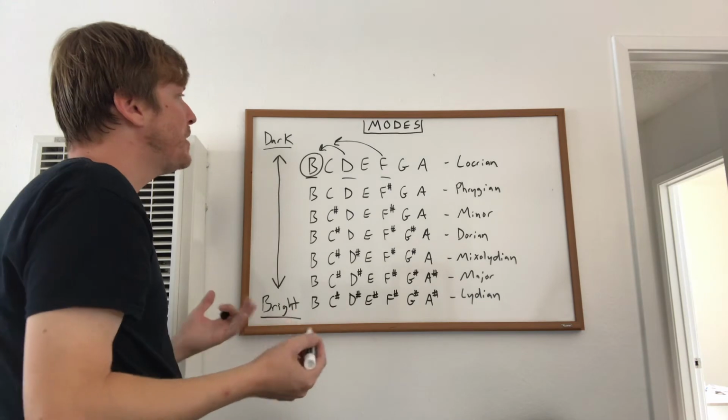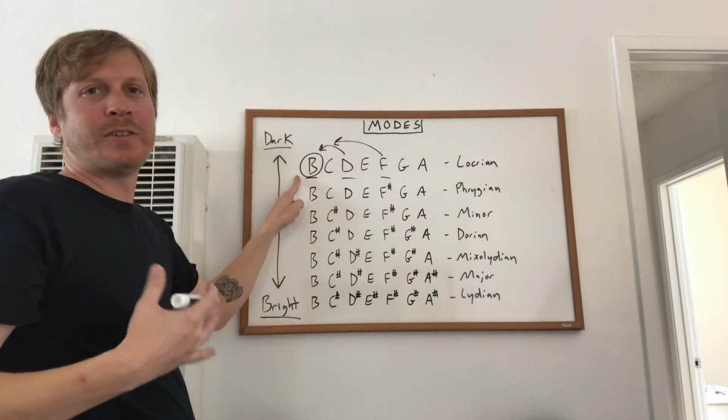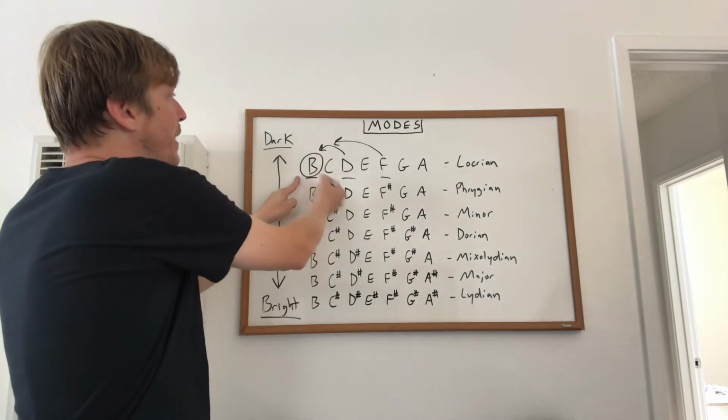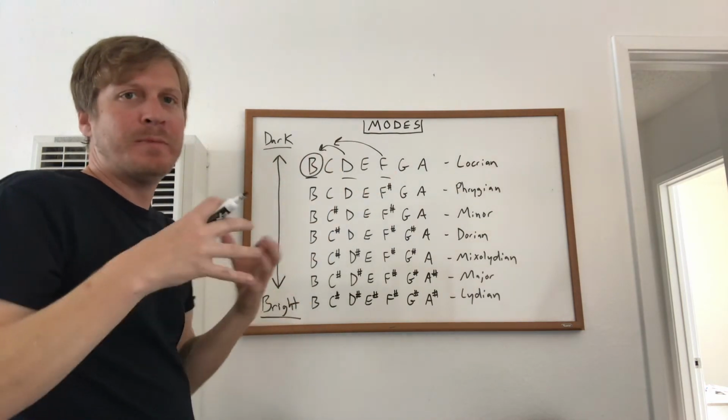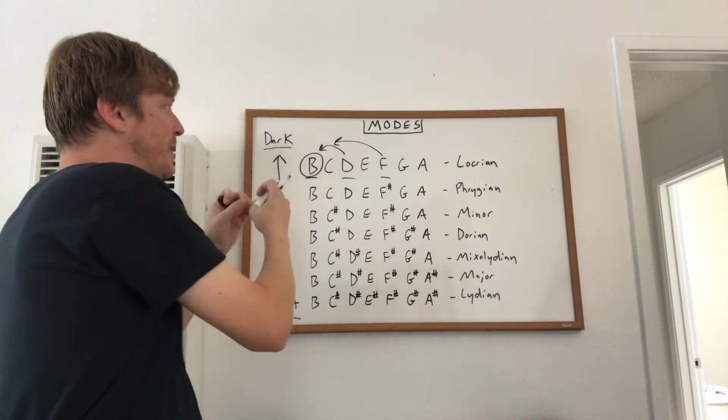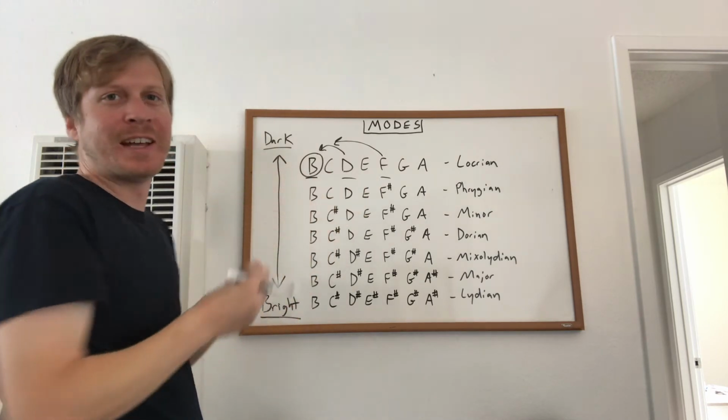Okay? So basically what makes a scale or mode sound darker in nature is how many of the notes of that scale are closer to the root note, meaning it's more diminished and small, the distances from the root note to each note of that scale.